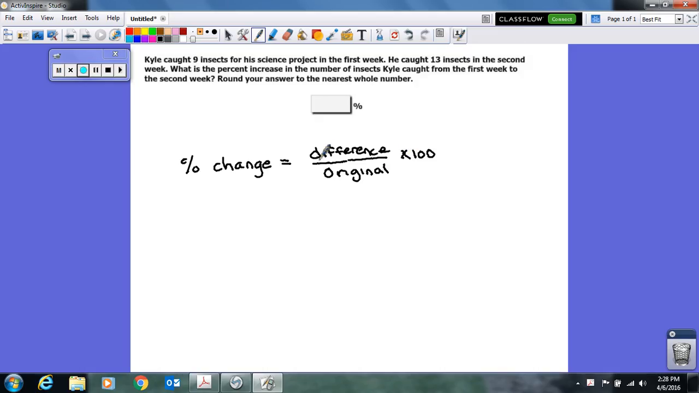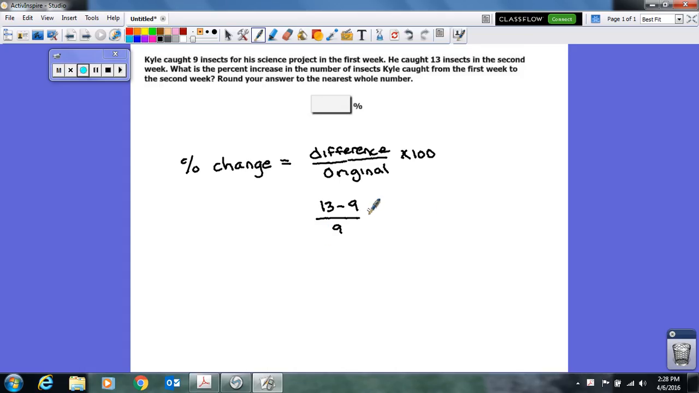All right, so what do we mean by difference? Well, we're talking about the difference between the number of insects Kyle started out with in week 1 compared to how many he caught in week 2. So the difference between 9 and 13 will make up our numerator. Our denominator is going to be the original, or how many he began with in the first week. And it says Kyle caught 9 insects in the first week. So 9 will be our denominator.